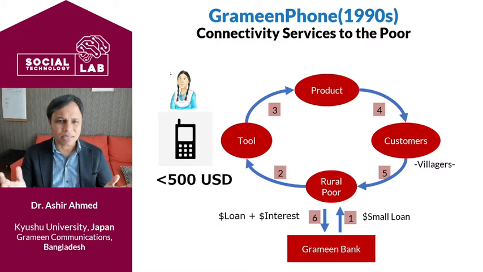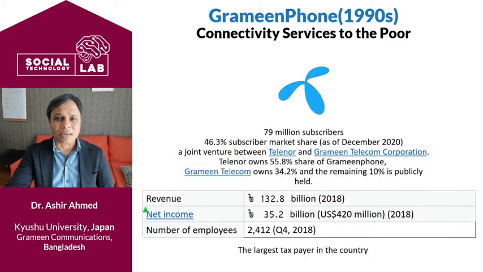Now everybody has a mobile phone. This model doesn't work anymore, but the entrepreneurship skill she got was useful. So you can change the tool. I'm talking about Grameenphone now. Grameenphone is the largest company in Bangladesh in terms of paying tax, and they have 79 million subscribers right at this moment.